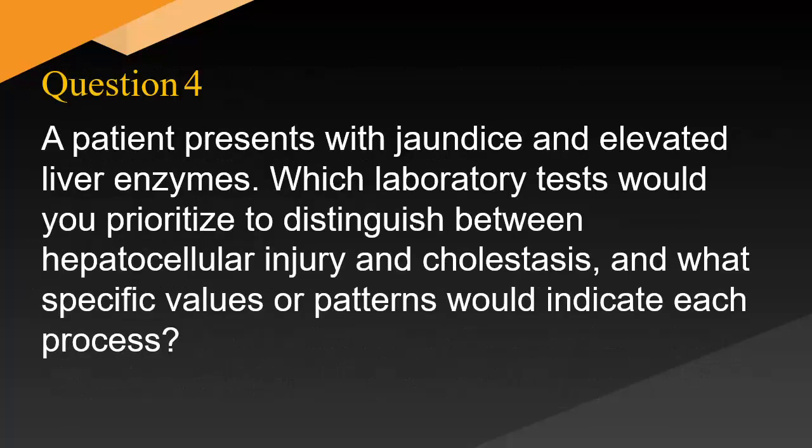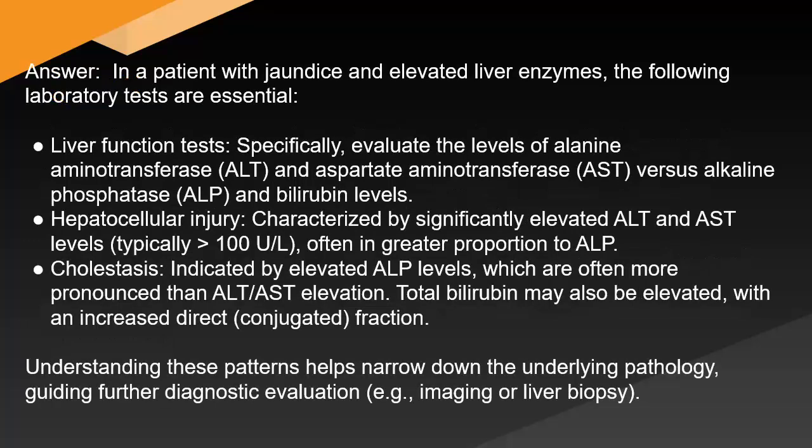A patient presents with jaundice and elevated liver enzymes. Which laboratory tests would you prioritize to distinguish between hepatocellular injury and cholestasis, and what specific values or patterns would indicate each process? Answer: in a patient with jaundice and elevated liver enzymes, the following laboratory tests are essential.